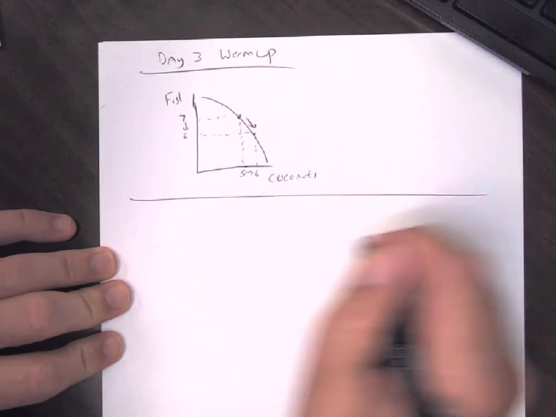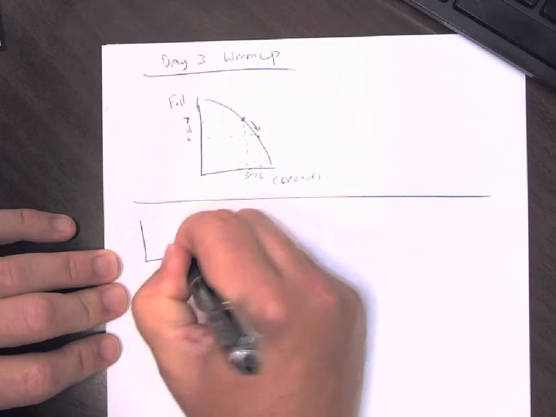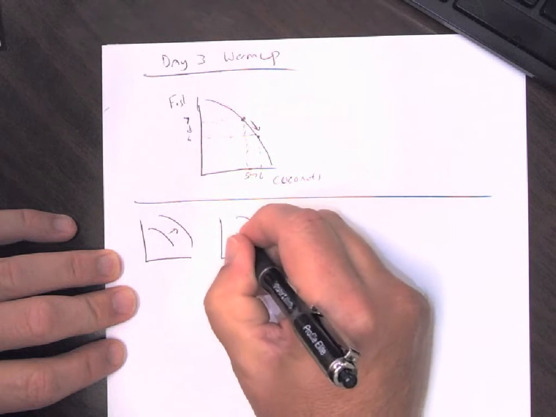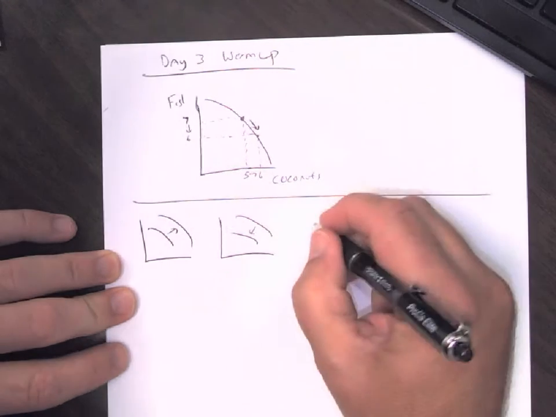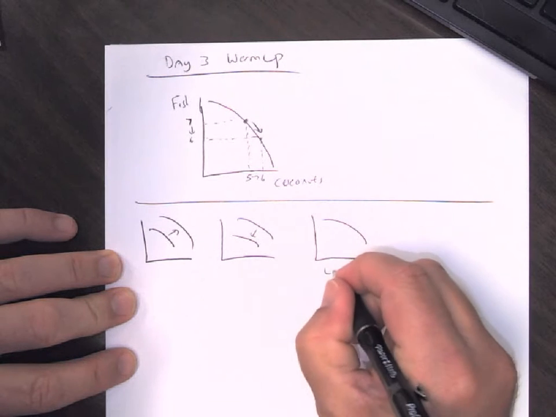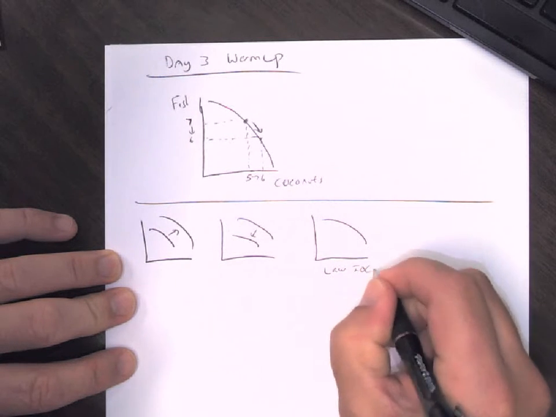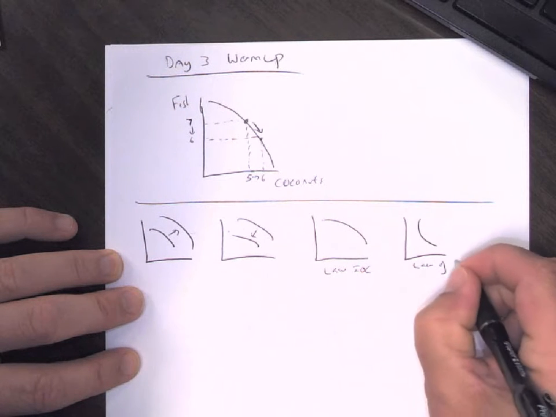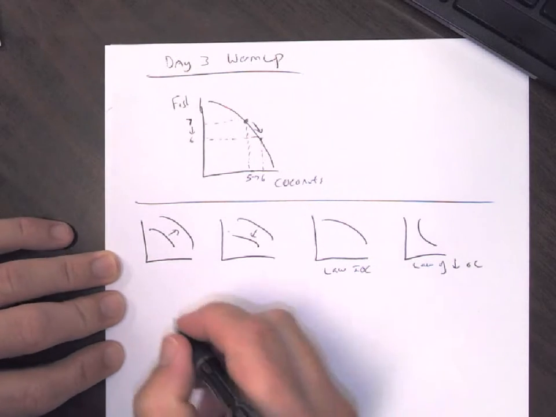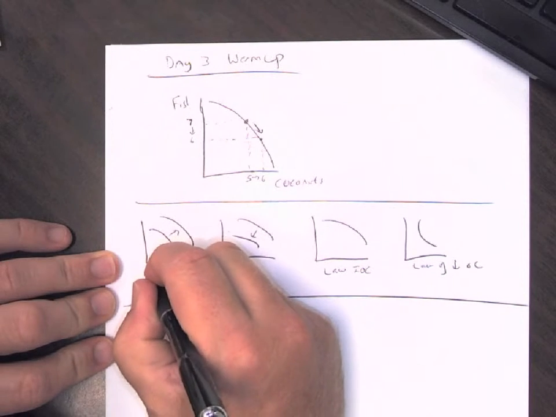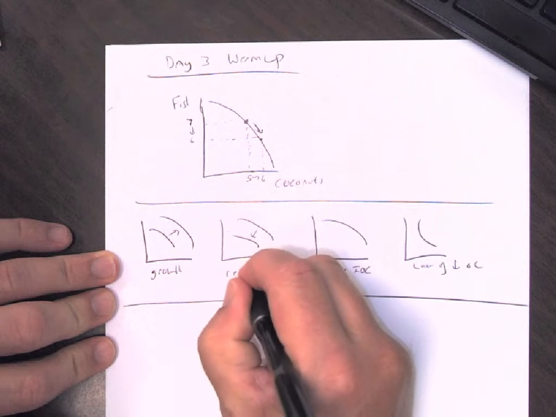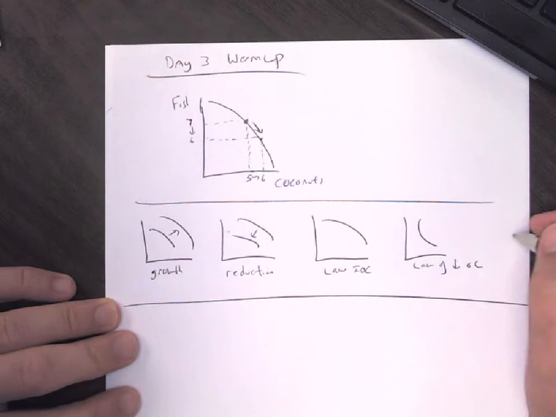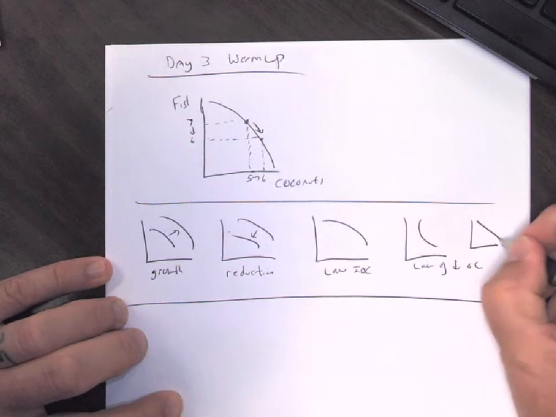Alright, so now, the 5 versions of the PPC. So I know this one is growth. I know this one is a reduction in economic capacity. This one is bowed outward because of the law of increasing opportunity cost. This one is the law of decreasing opportunity cost. So these are my 5 right here. Okay, growth, reduction, law of increasing opportunity cost, decreasing opportunity cost. Oh, and I said 5. I was just kidding because there's one more. Then linear.